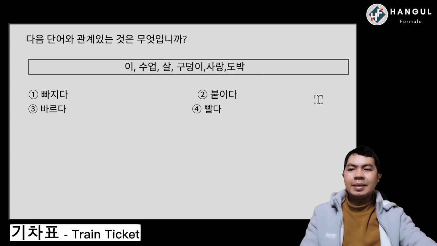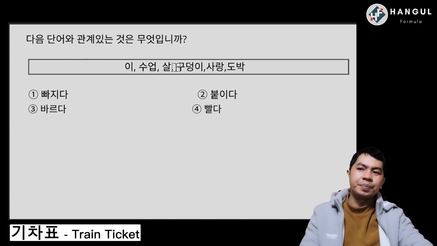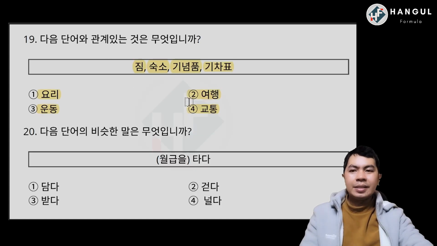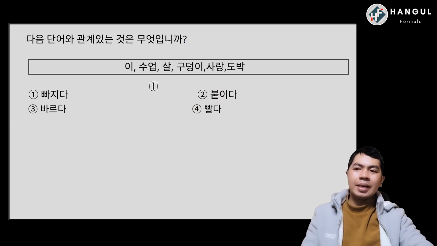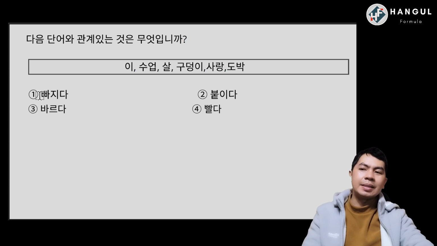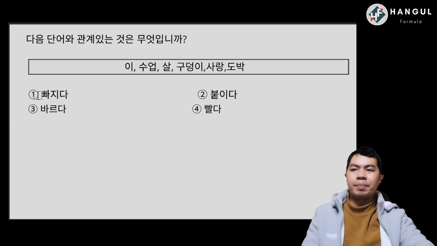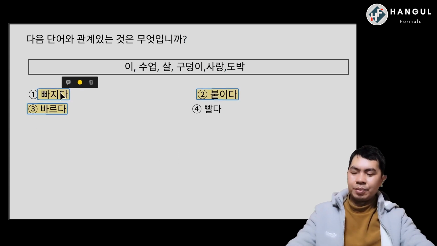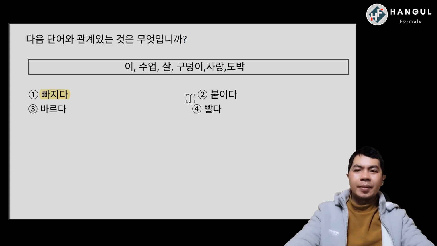Okay? So balikan natin to yung kanina, guys. This is similar kasi kwangi inunggoso. Okay? So yung answer dito is yoheng. And this one, guys, given these nouns, ano nga yung kadalasan gagamitin natin verb dyan? Is it pajida? Puchida? Paruda? Or palda? Okay.